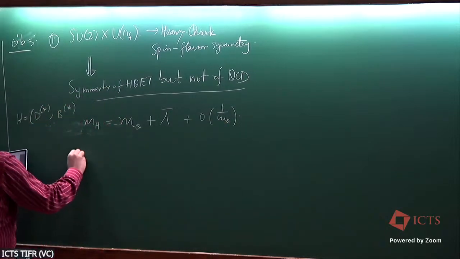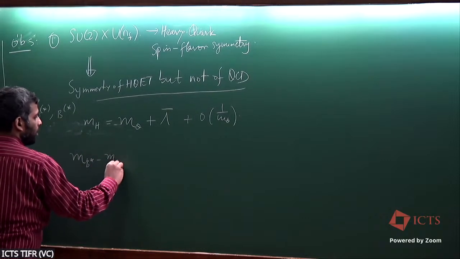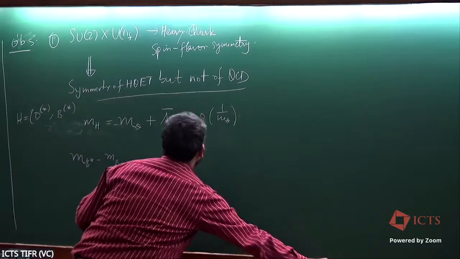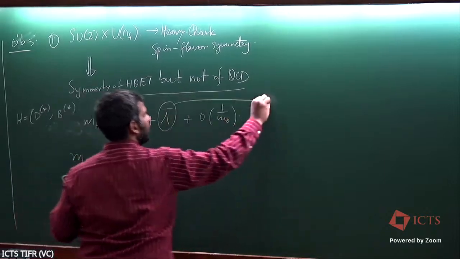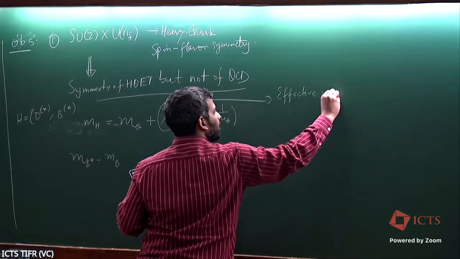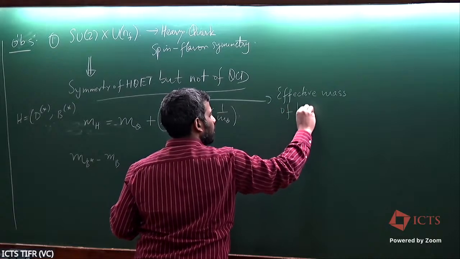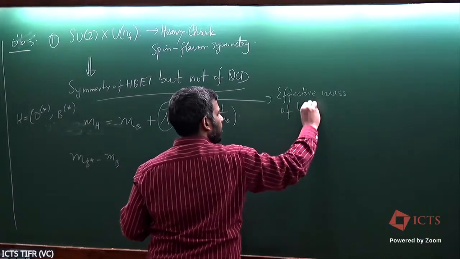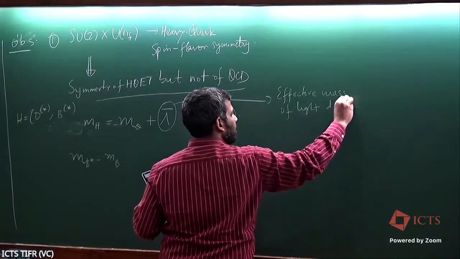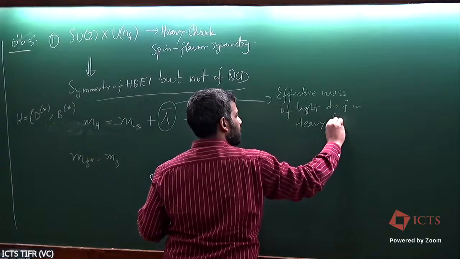And immediately what we will see is that MB star minus MB, so this is the effective mass of light degrees of freedom in the heavy light system.